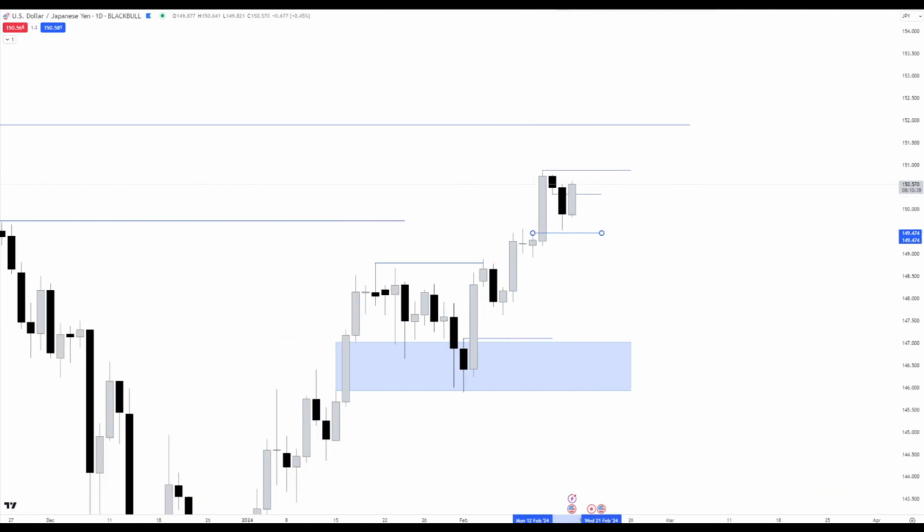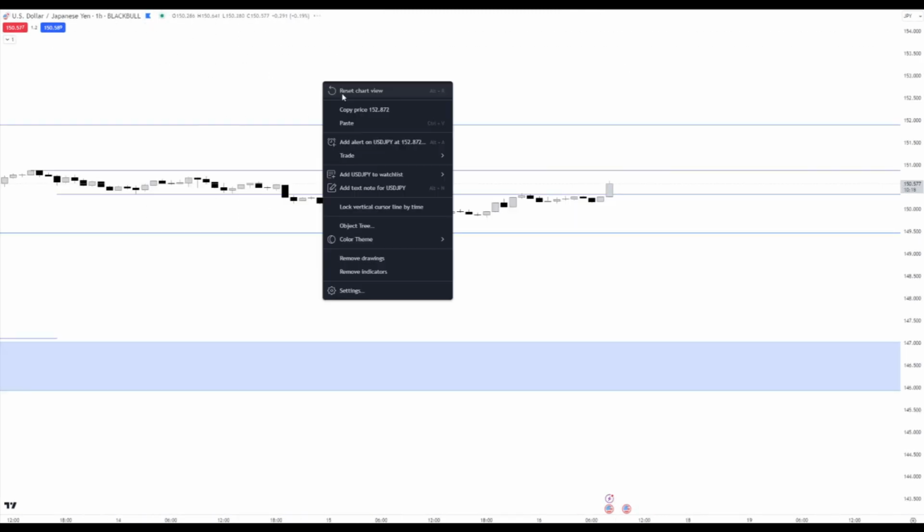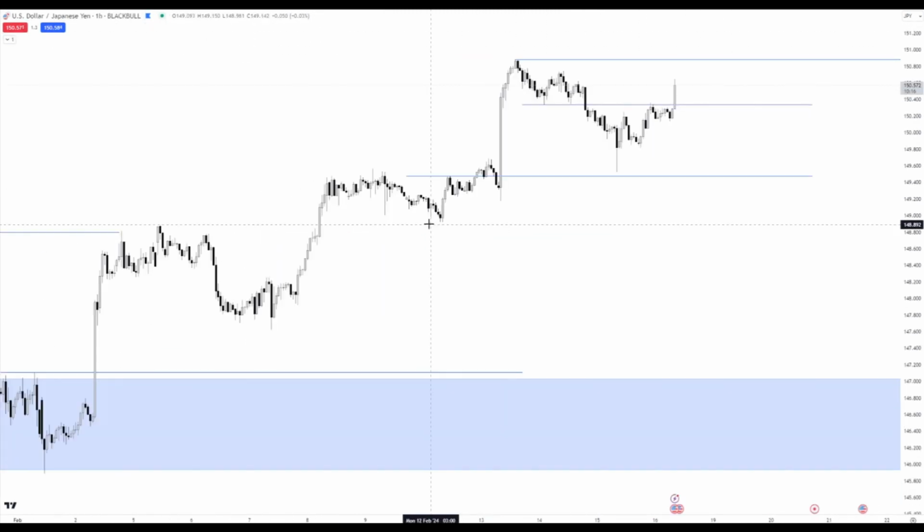Today we had news at 8:30 a.m. on the USD, so I was expecting bullish news because of the DXY. Okay, so I saw this fair value gap here really being respected, so I went to the 1 hour. As you can see, this is the fair value gap here.